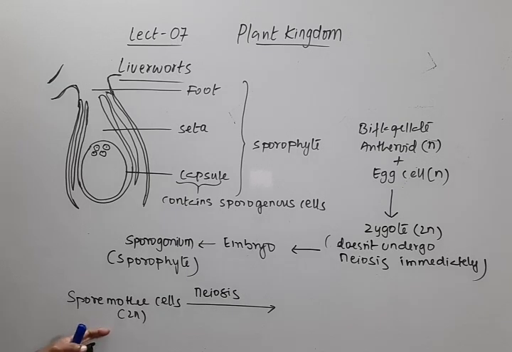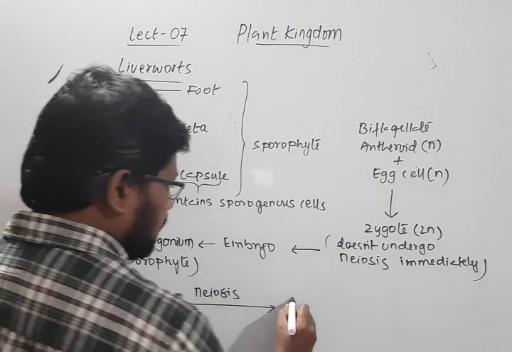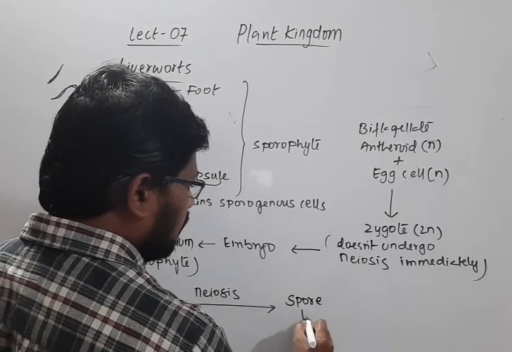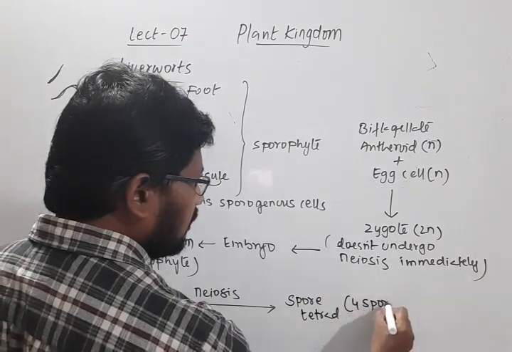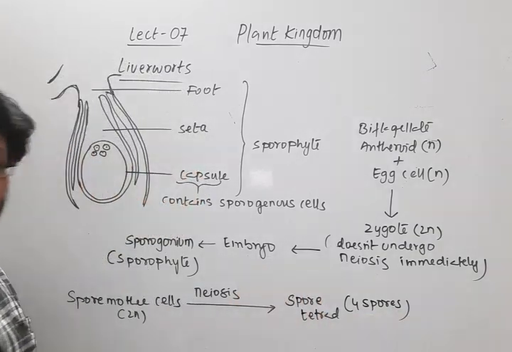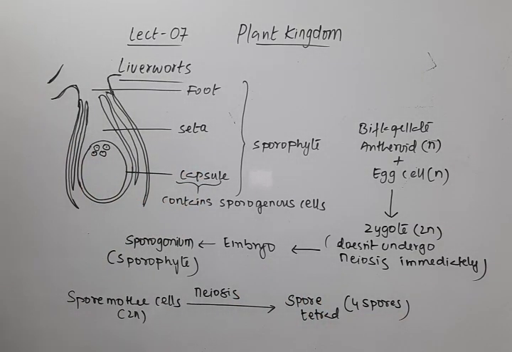So each spore mother cell will form 4 spores, which we call a spore tetrad. Tetrad here means 4. So one spore mother cell will undergo meiosis and result in the formation of a spore tetrad, that is, 4 spores are formed.